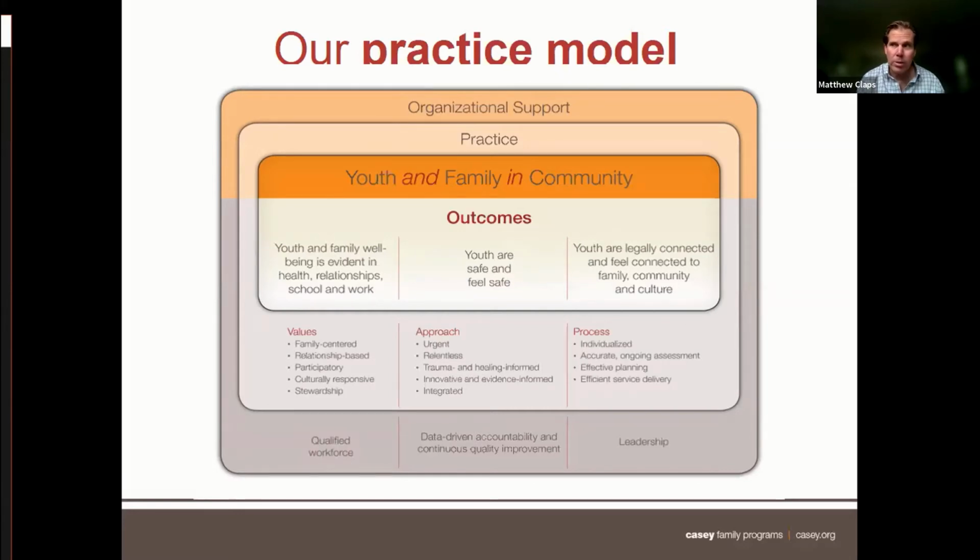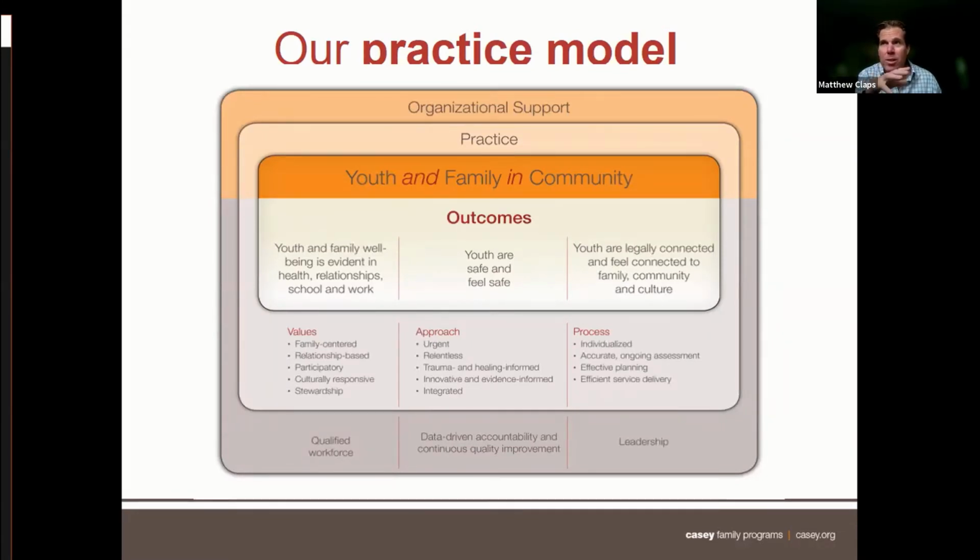And just to name a few, some of our core values is that our work is family-centered and relationship-based. We approach the work with a sense of cultural humility and recognize the importance of empowering relationships with all the youth and families that we serve. We do this work with an urgent, relentless approach, largely through child and family teaming models, where we try to incorporate a trauma and healing informed care perspective. And that all of our work is individualized with our youth and families.